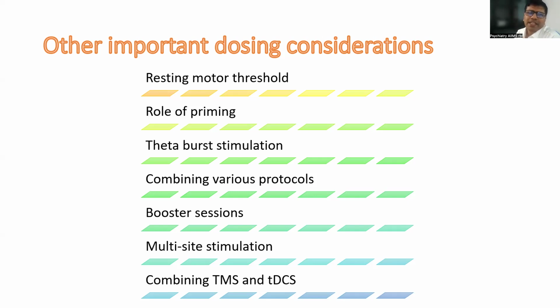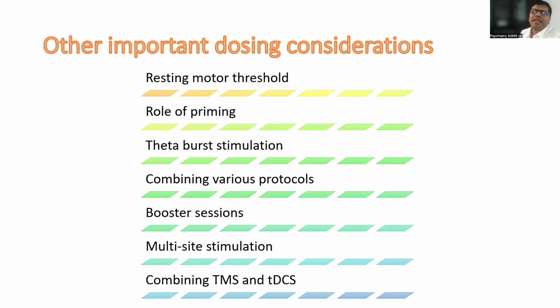What happens to the resting motor threshold in the due course of therapy? We all know that when we are giving electroconvulsive therapy, the threshold of the neurons keeps increasing after multiple sessions of ECT. But here a different thing happens. When you are giving rTMS during the course of treatment, the resting motor threshold gradually declines. So one needs to be regularly monitoring for that.